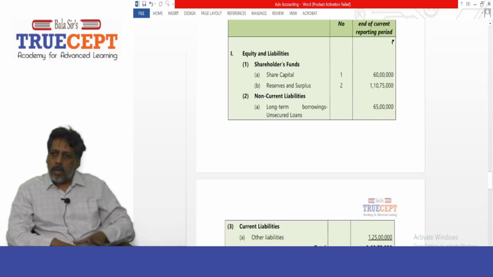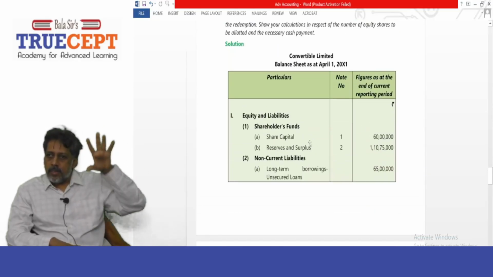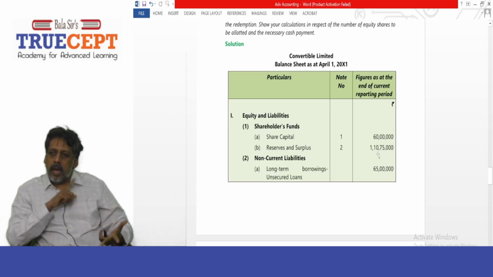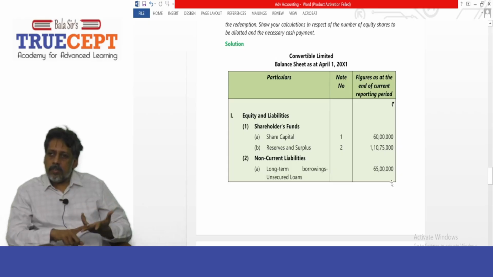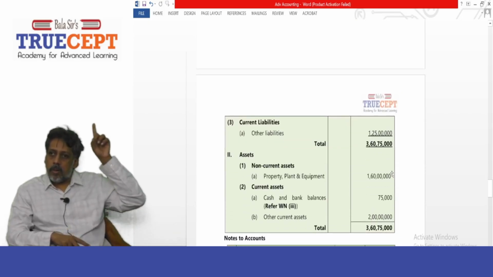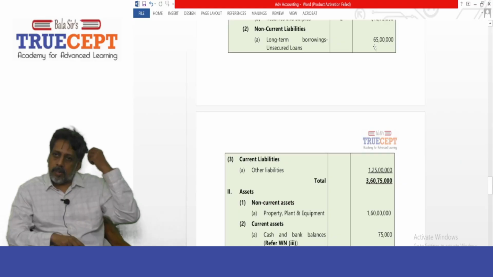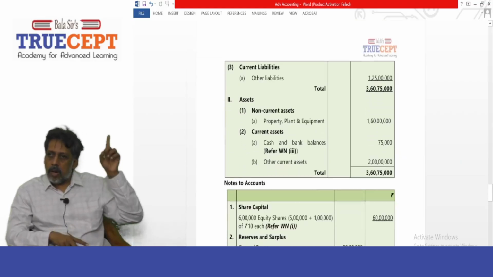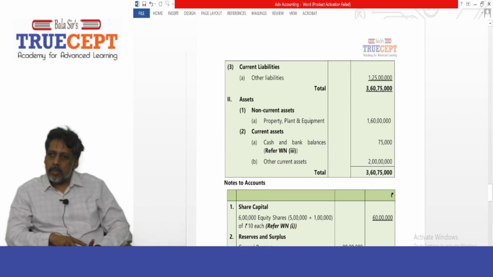So, you just see the heading. Share capital, what is the amount? 60 lakh. Very good. Reserves and surplus, 1 crore 10 lakh 75,000. And then long-term borrowings, 65 lakh. Remember, earlier 1 crore 65 lakh, 1 crore debentures have been redeemed. Other loans will be 65 lakh. Then what about current liabilities? 1 crore 25 lakh. That's it?